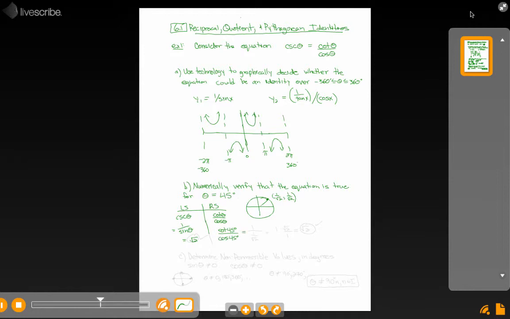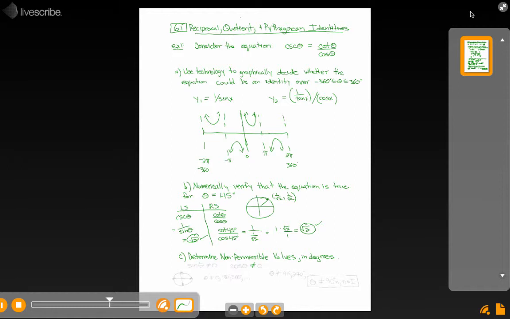Now, if you figure out what tan of 45 degrees is, you discover that it's 1. So cotangent is also 1. Cosine is 1 over root 2. And if I do 1 times root 2 over 1, I get an answer of root 2. The left side and the right side are giving me the same answer, which means at the very least for theta equals 45 degrees, this equation holds true.